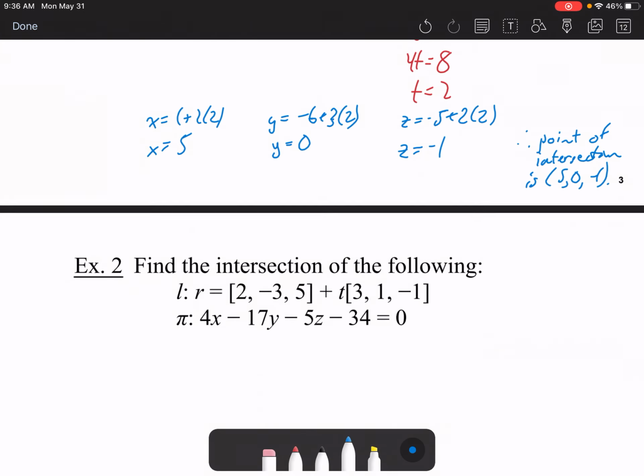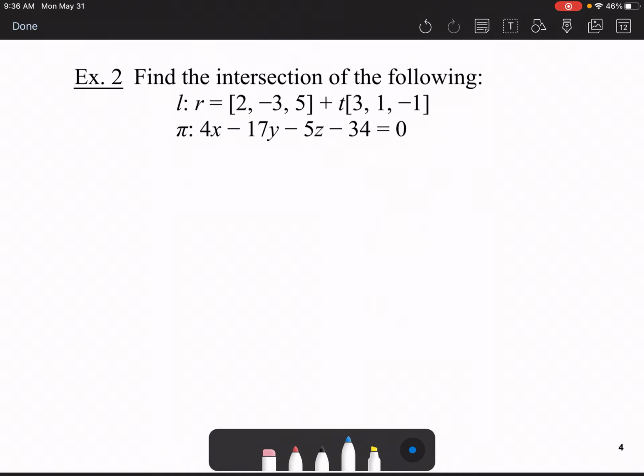Okay, let's try that again. So I encourage you to pause your video right now and try this out on your own. Okay, so let's see how this works out. So for our line, parametric forms are 2 plus 3t, negative 3 plus 1t for y, and z is 5 minus t. Okay, so now I'm going to take that and substitute it into my scalar equation.